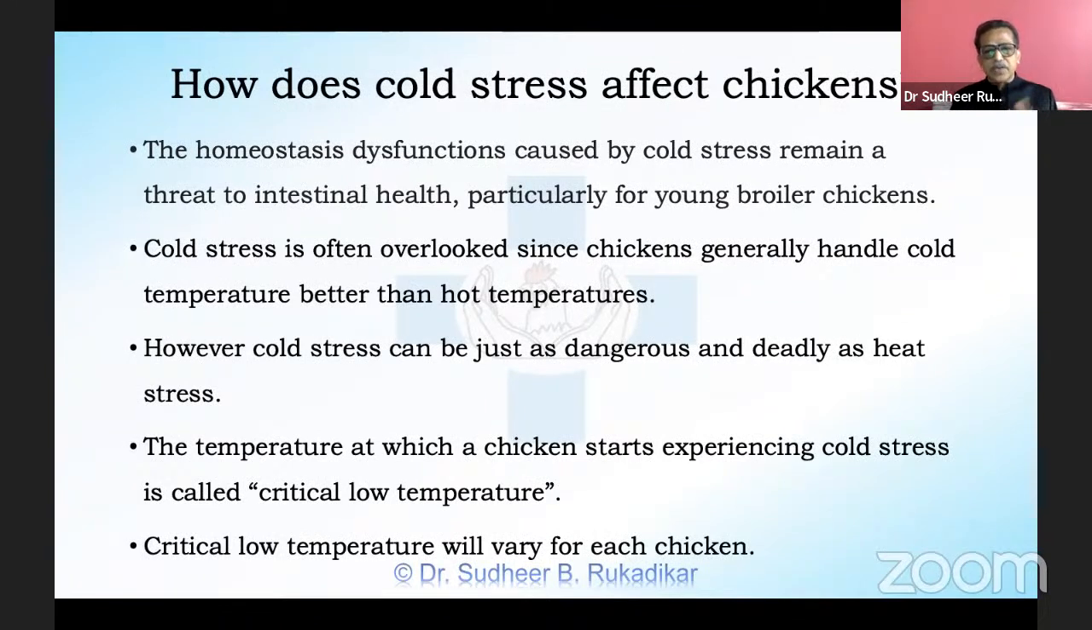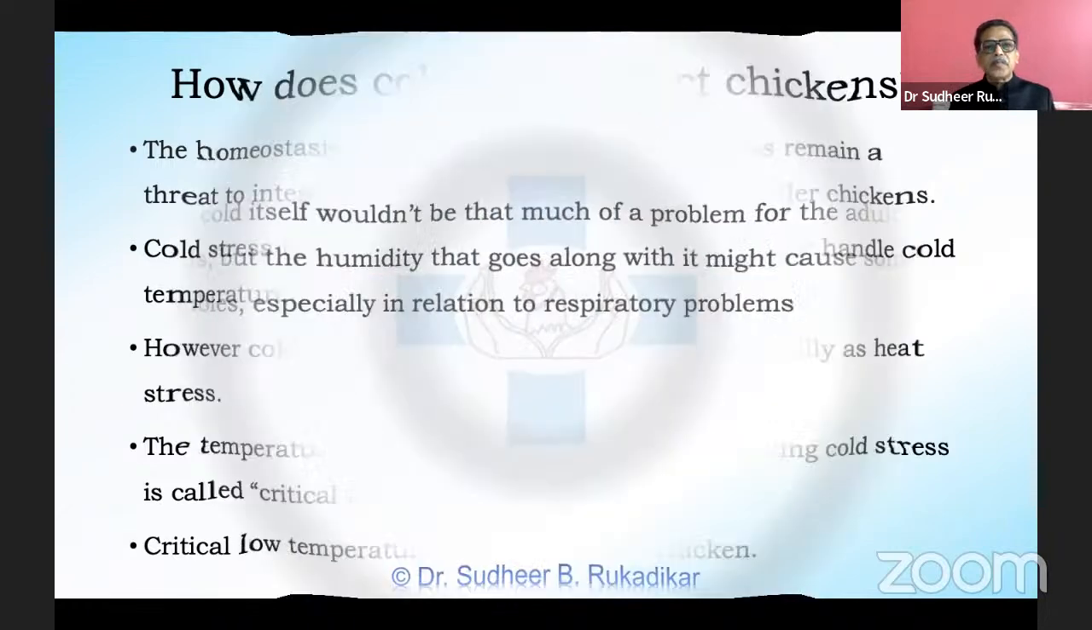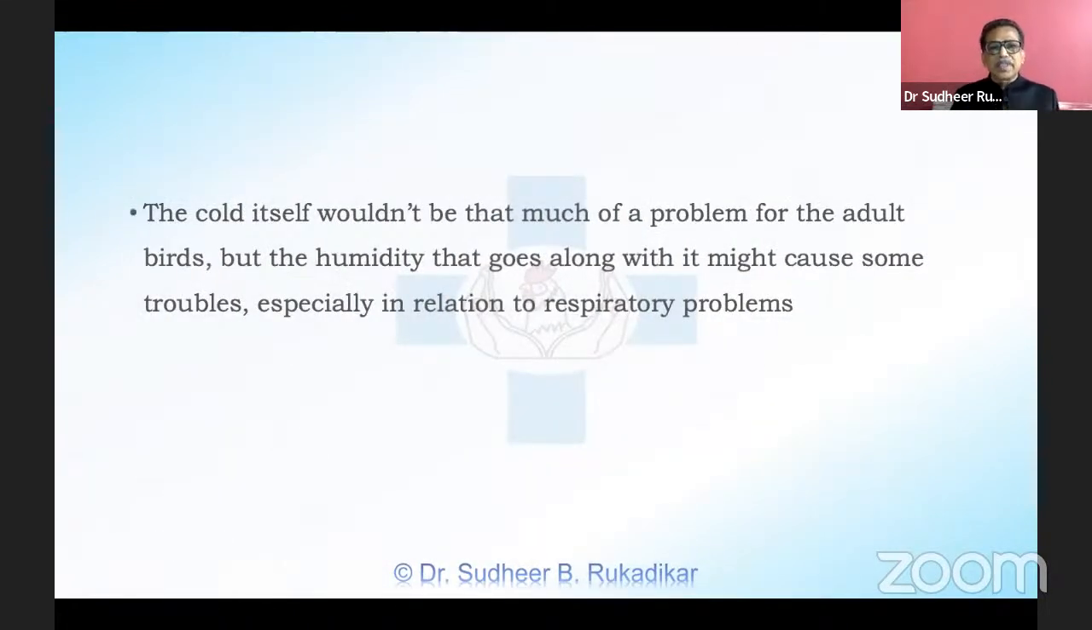Now, the temperature at which a chicken starts experiencing cold stress is called the critical low temperature. But just a reduction in the temperature doesn't cause cold stress. The birds may be cold, but they are not under cold stress. So the temperature at which the cold stress starts is known as the critical low temperature. And it varies for each chicken, not for each breed or each type of bird. In a flock of, say, 10,000 broilers, every bird will have a different critical low temperature.